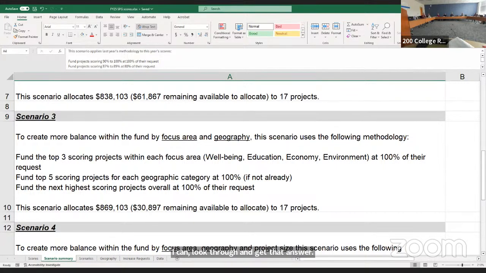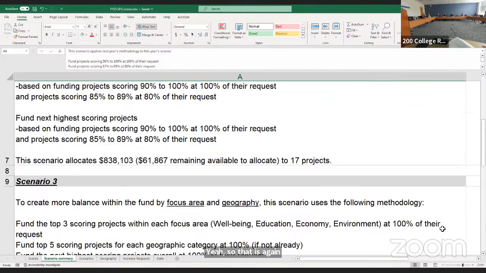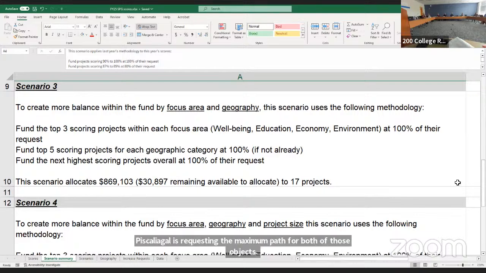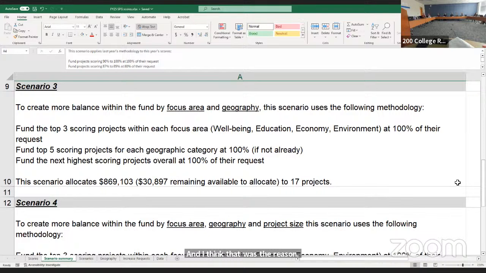Yeah, so that is, again, another thing that this committee has talked about each year, those organizations that are requesting multiple projects be funded. And again, I know Pisgah Legal is requesting the maximum amount for both of those projects. And I think that was one of the rationales for partial funding over the last year, but something to be cognizant of. Yeah. Any other questions on scenario 2?